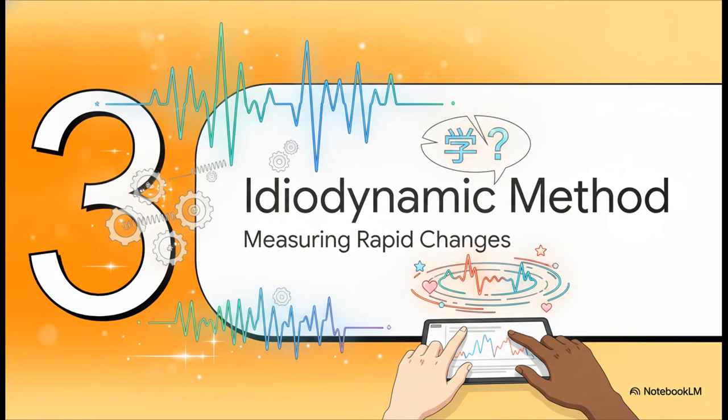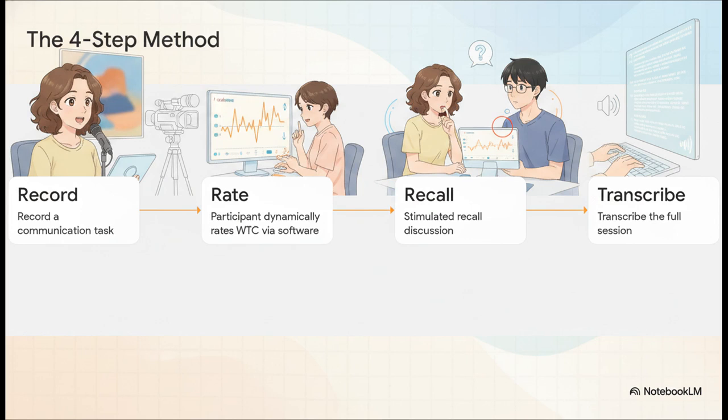Which leads us to Part 3, the Idiodynamic Method. So how on earth do you actually measure a feeling that changes in a fraction of a second? Well, McIntyre and Legato came up with this really ingenious 4-step methodology. Step 1, they record learners doing a standard communication task. Think describing a painting or just counting out loud. Step 2, the learners actually sit down, watch the video of themselves, and use custom software to dynamically rate their own fluctuating confidence. They literally click a mouse to raise or lower their WTC score in real time.